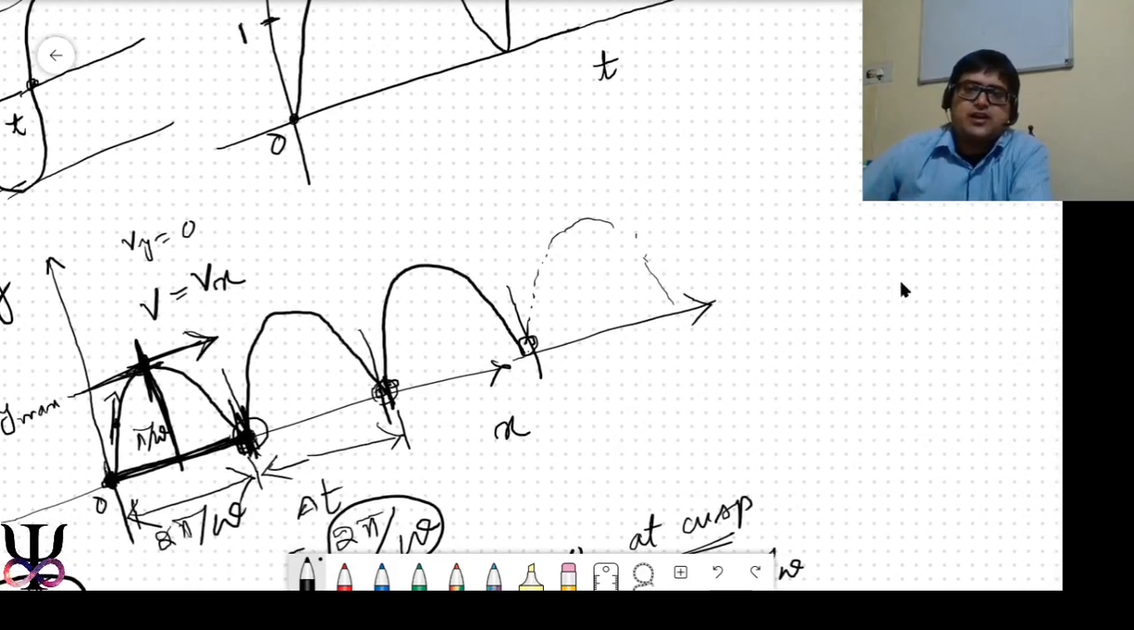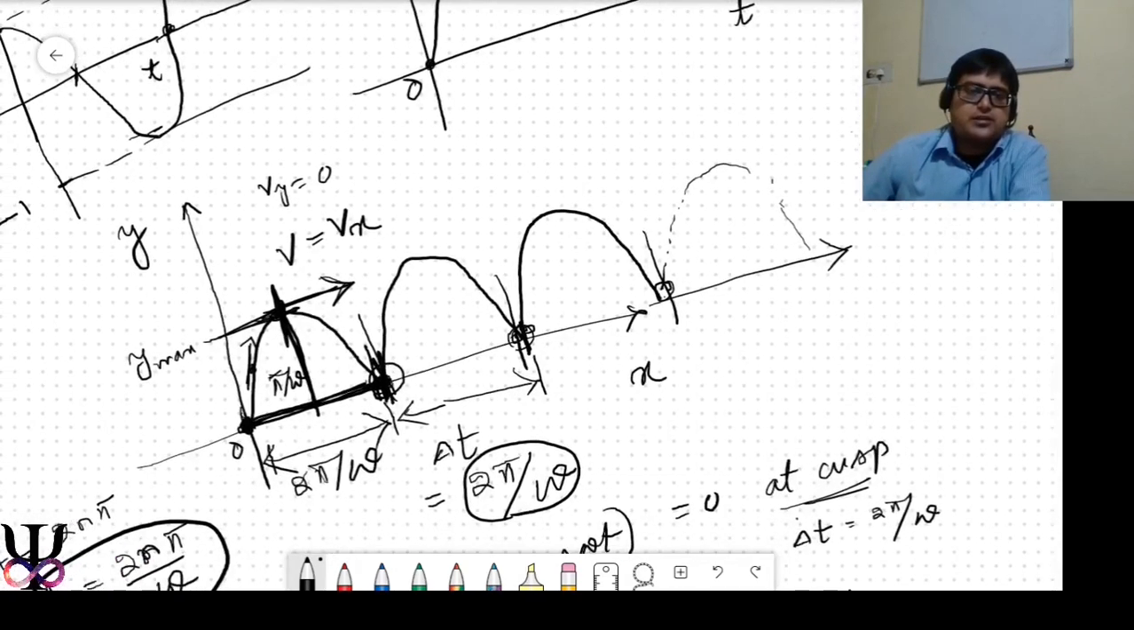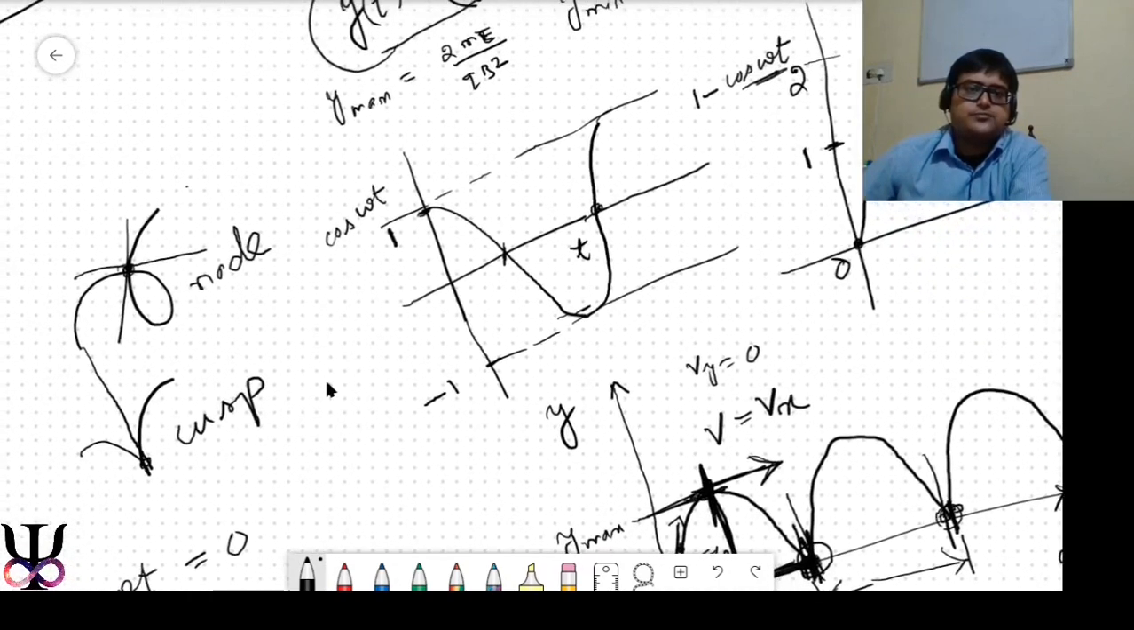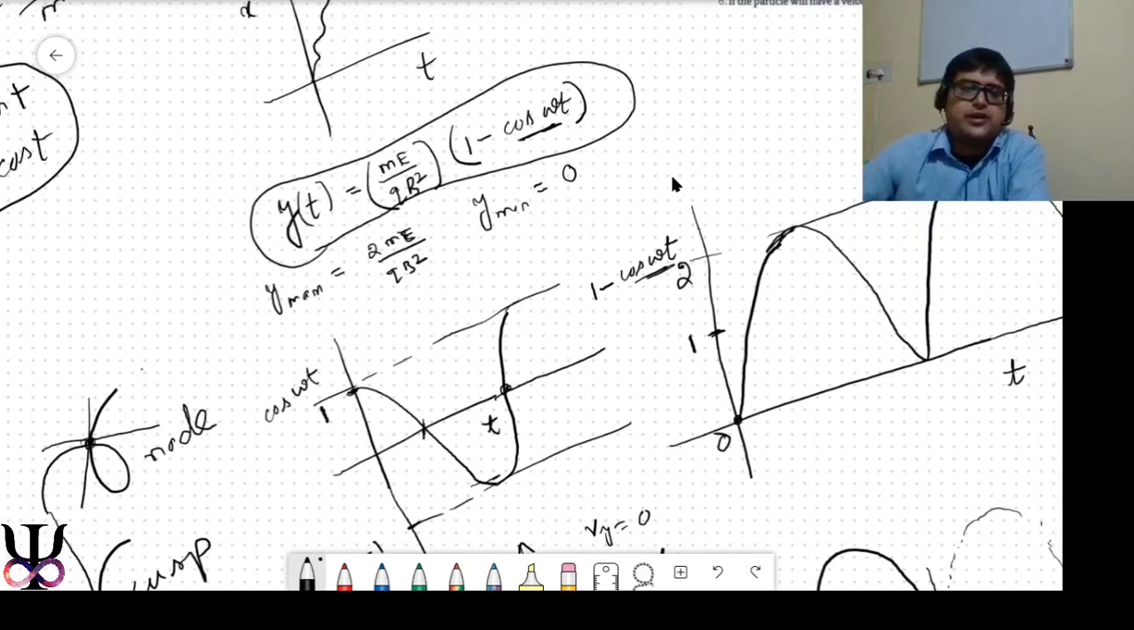How do you find that? Well, you can put the time interval. As we know, y max happens for the first time when t is pi by omega, right? So let's go to the equation of y. We have found out already that if you put omega t, or t, as pi by omega, you will find y max is 2mE by qB squared. However, there is another way.